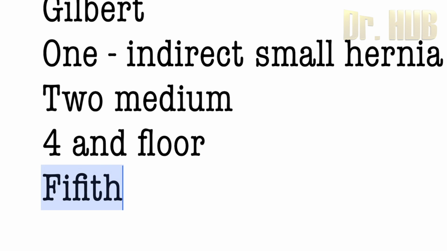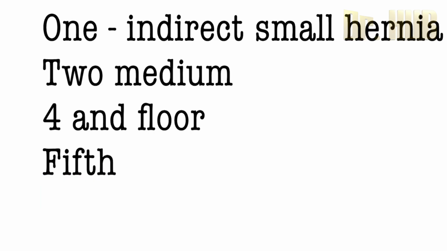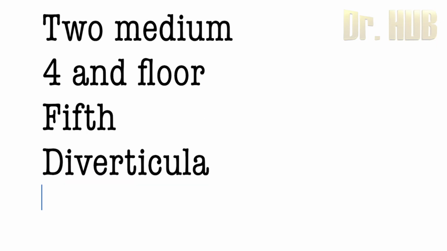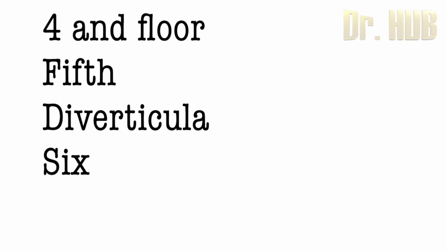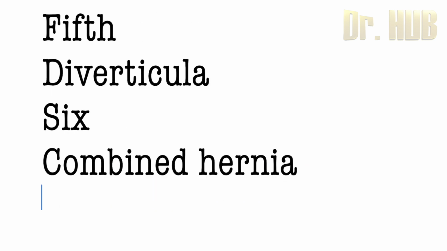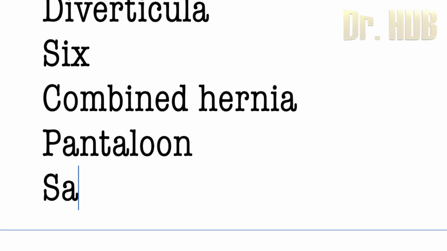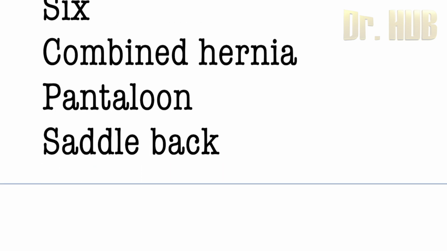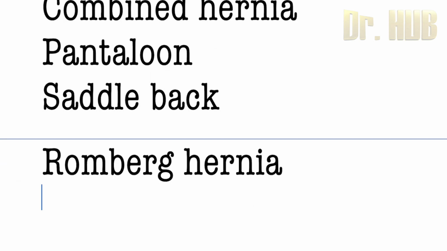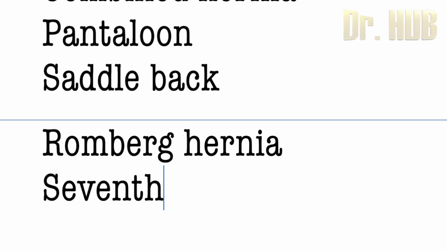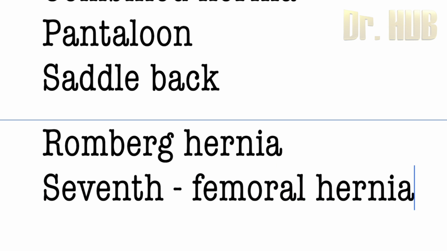The 5th one is where there is a direct hernia with diverticula. Now looking at the 6th one, there's a combined hernia, and this includes the pantaloon, the saddleback, as well as the dual hernia and the Romberg hernia. Next is the 7th one. The 7th one is nothing but the femoral hernia.